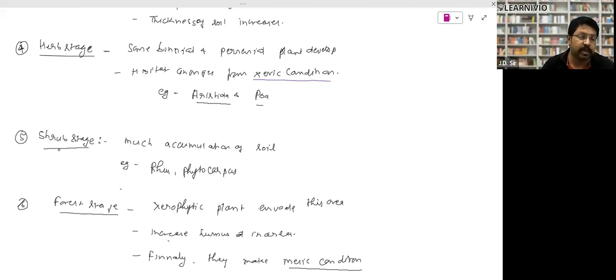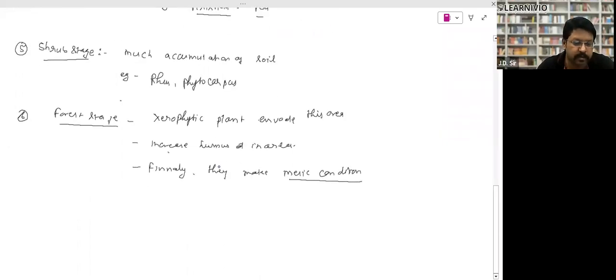Now the next stage is the shrub stage. In the shrub stage, much accumulation of soil will take place. Now Rhus and Phytocarpus, there are two plants, Rhus and Phytocarpus, they will reach that point, that area. So last, that is the forest stage, meaning this is the climax community.